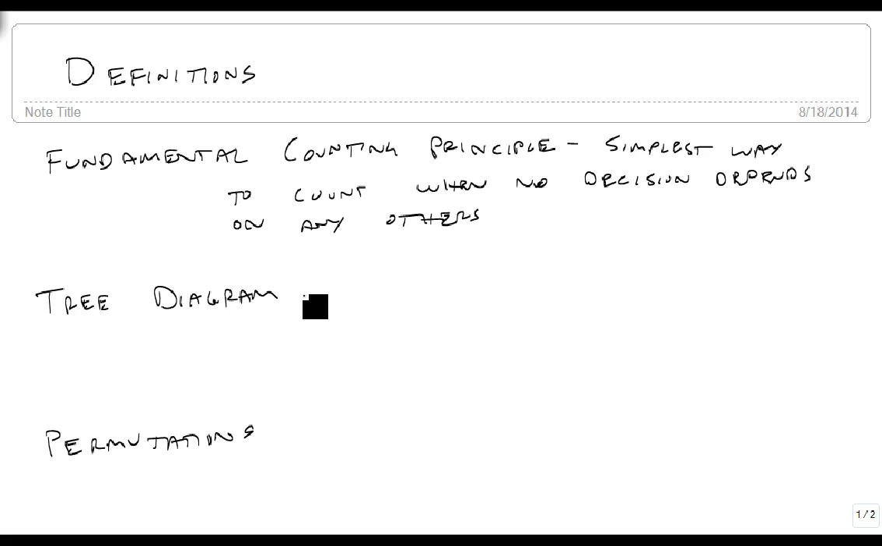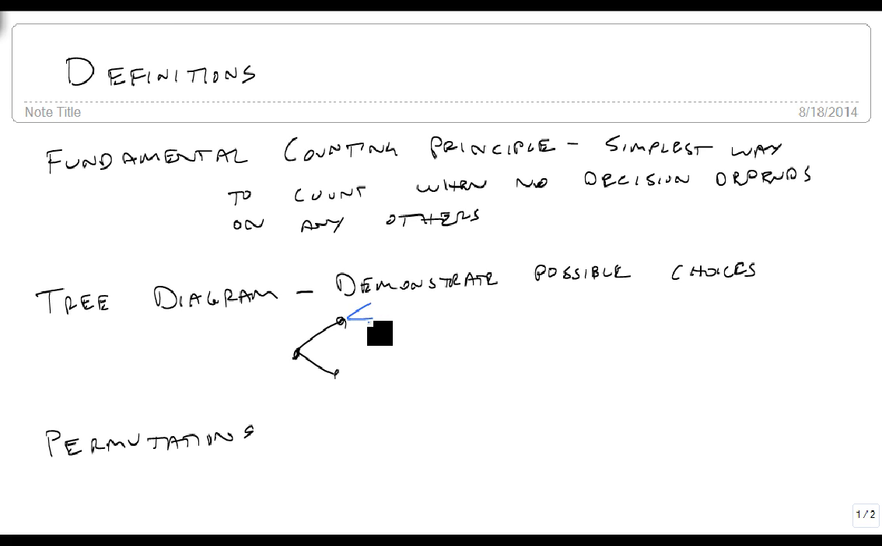A tree diagram is a way to demonstrate possible choices, and usually consists of having a choice that branches out and then having that branch into its own choices, which may or may not be the same. But this just shows the process of making one decision here, which then leads to making another decision here, and then you get different elements at the end. Your outcomes depend on the tree that you make. So it's a way of outlining how we make choices.